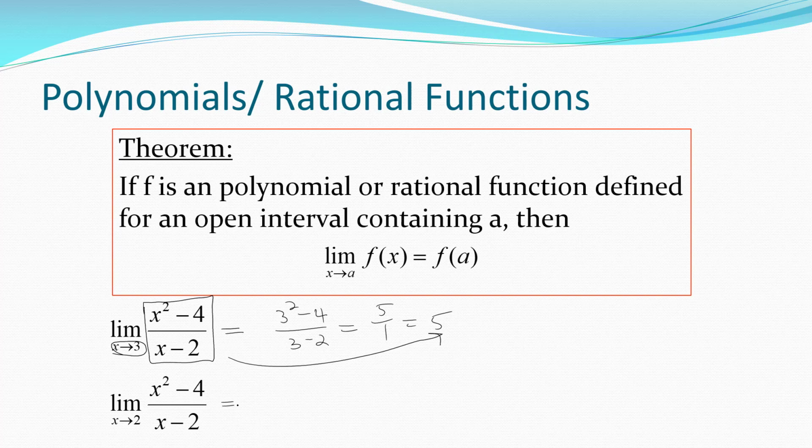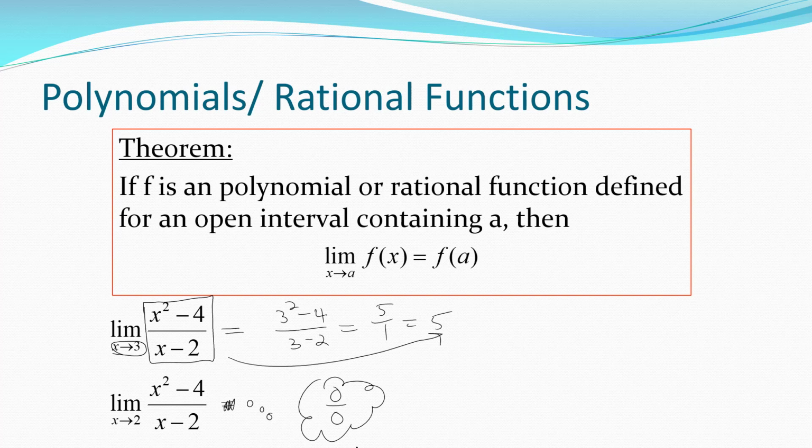Notice that if you were to plug in 2, you could think to yourself, don't say it equals, don't you dare say it equals. You can think to yourself, hey, this is of the form 0 over 0 when you plug in the number. Anytime you see 0 over 0, it's called an indeterminate form.